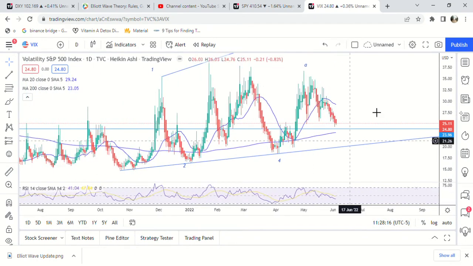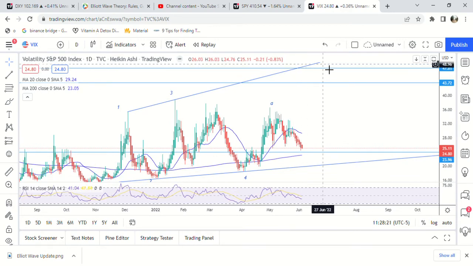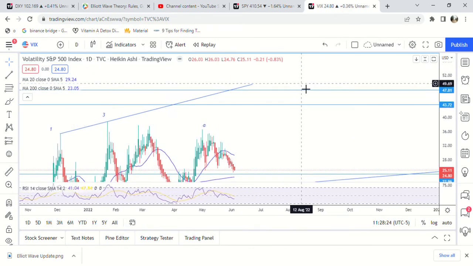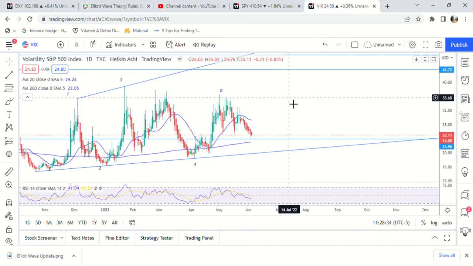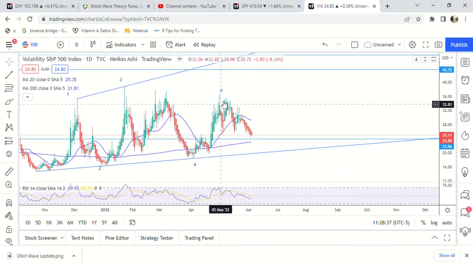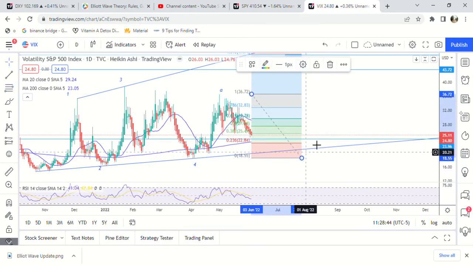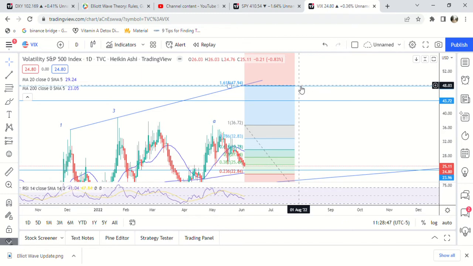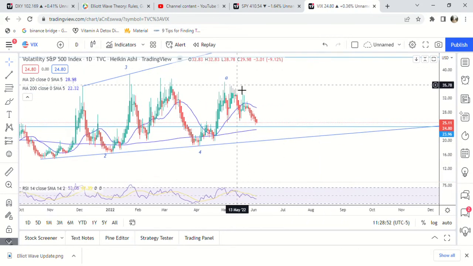So on the VIX, I still have this going all the way to June 17th. I have this going over 40 at least on the next move higher, maybe even 50. But so far, we have A, and if you look at the 1.61 of A, we have right here at 48. So that's very possible that we hit 48. But it looks like we're just doing a B wave.